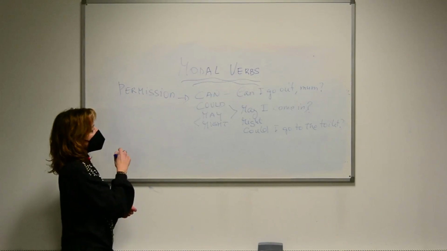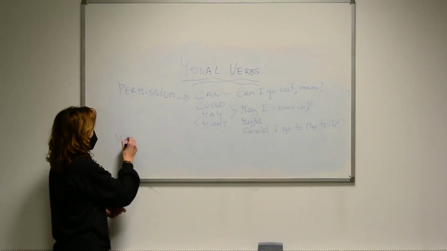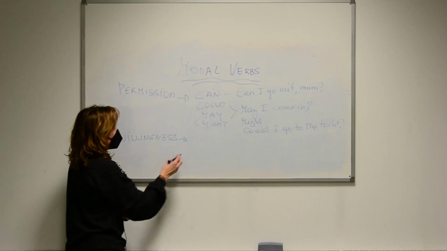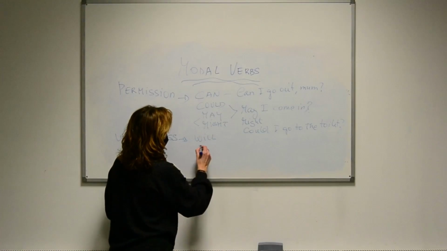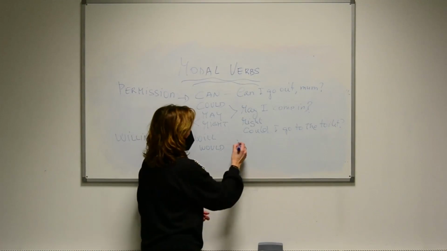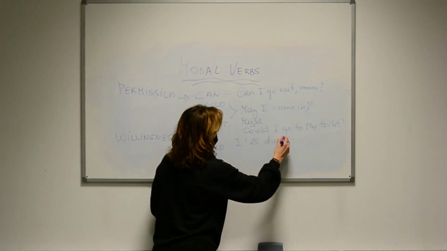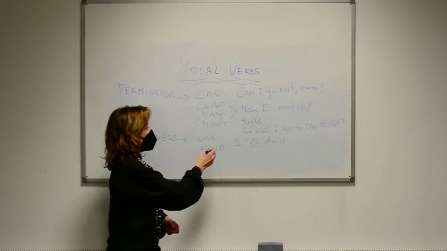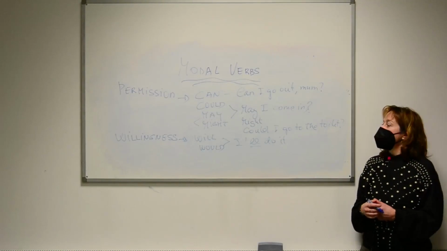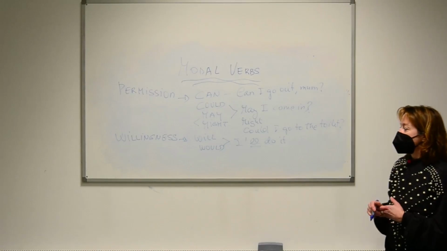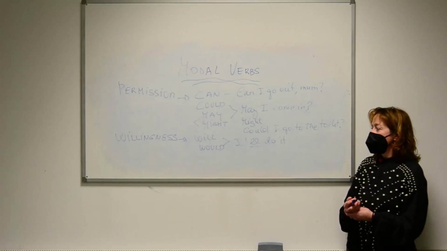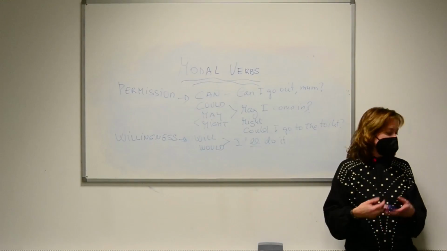Other modalities should be indicated by willingness. Willingness refers to the intention of the speaker. For example, I'll do it. It's the contracted form, will. I'll do it. You have the intention of doing it, okay? Willingness indicates that you are intending, you want to do something or to take part in something, okay?